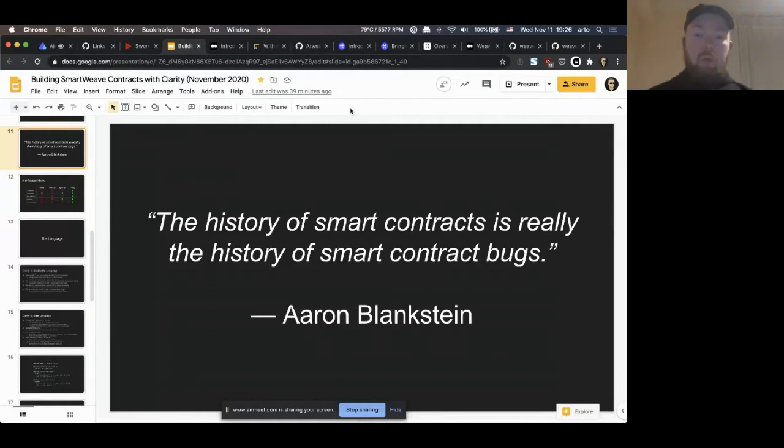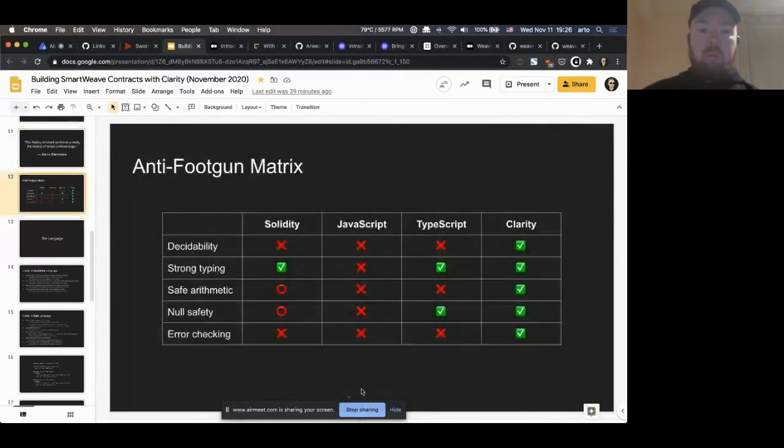So the history of smart contracts is really the history of bugs in smart contracts. And given that, anything we can do to lessen the number of bugs that we deploy to production is a very good idea. And Clarity is exactly made for this. I put together a little bit of a matrix here, just in terms of a few language features. It's not a comprehensive comparison, only some of the highlights that I consider hugely important.